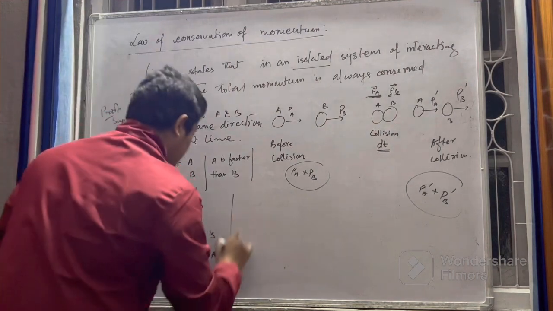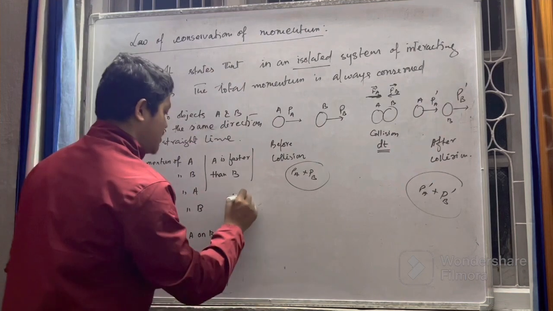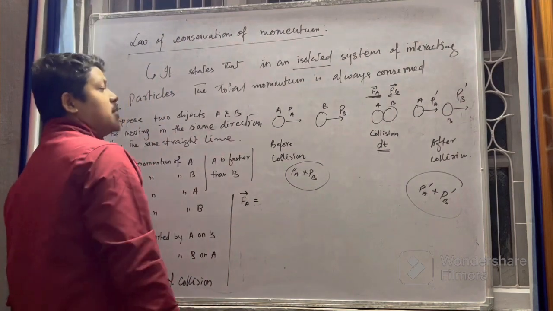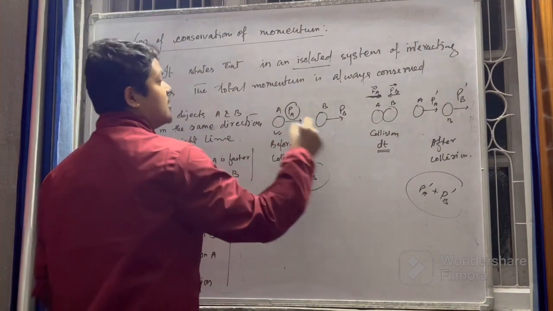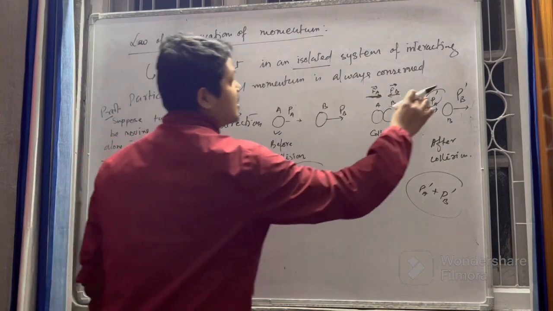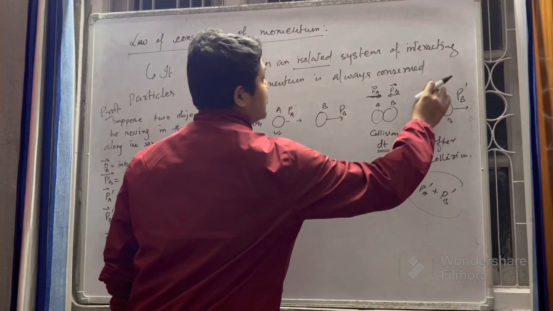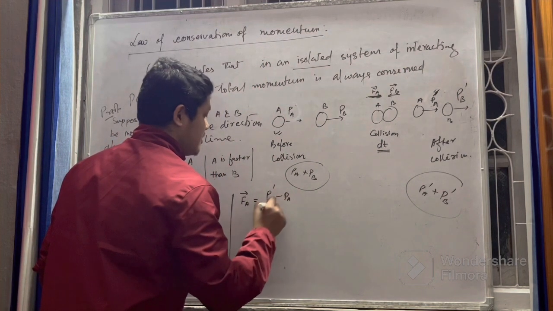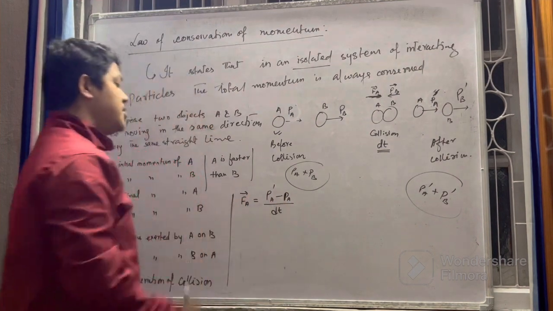Right? Now, according to the second law of motion, the force exerted by A on B, that is Fa, must be equal to the rate of change of momentum of the object A. So here the initial momentum is Pa and the final momentum is Pa dash, right? So what will be the rate of change of momentum? Final momentum Pa dash minus initial momentum Pa, divided by the duration of collision dt, right?